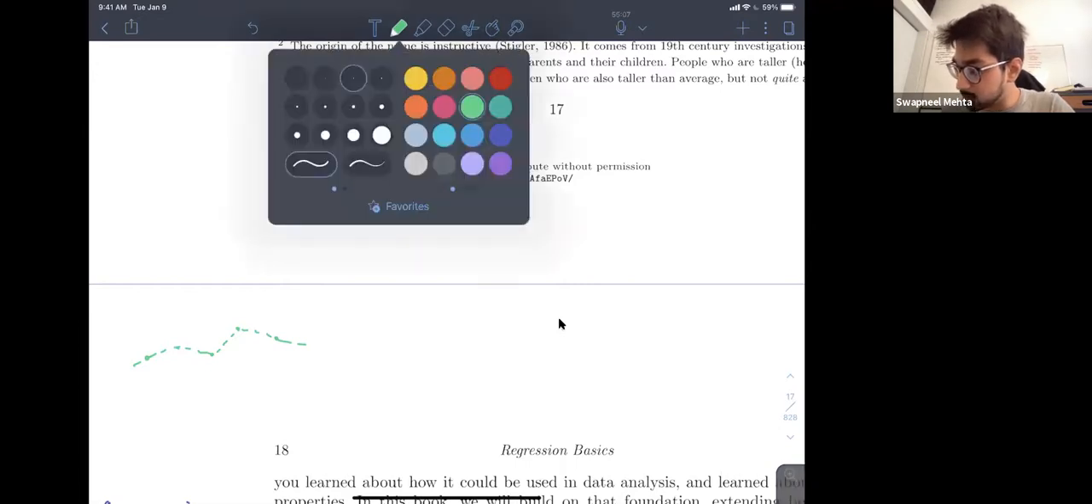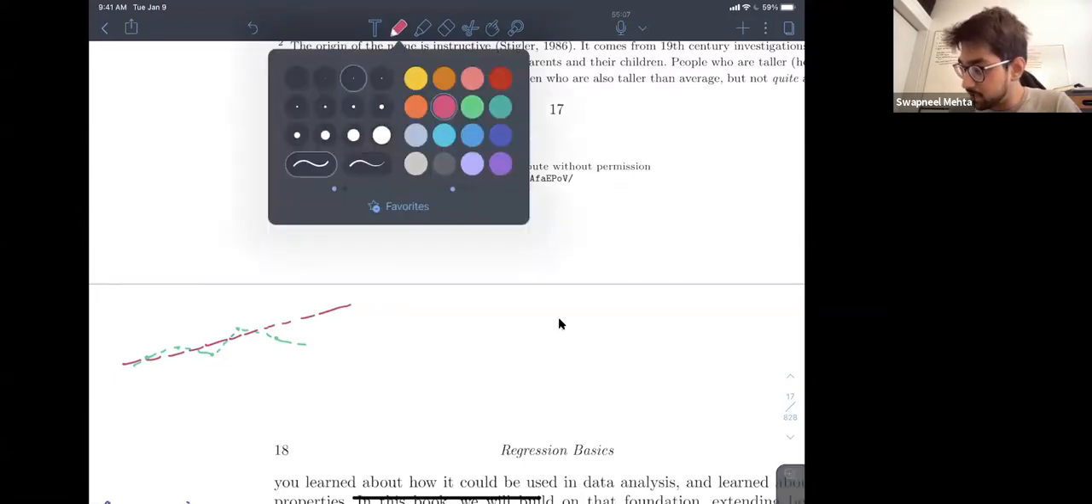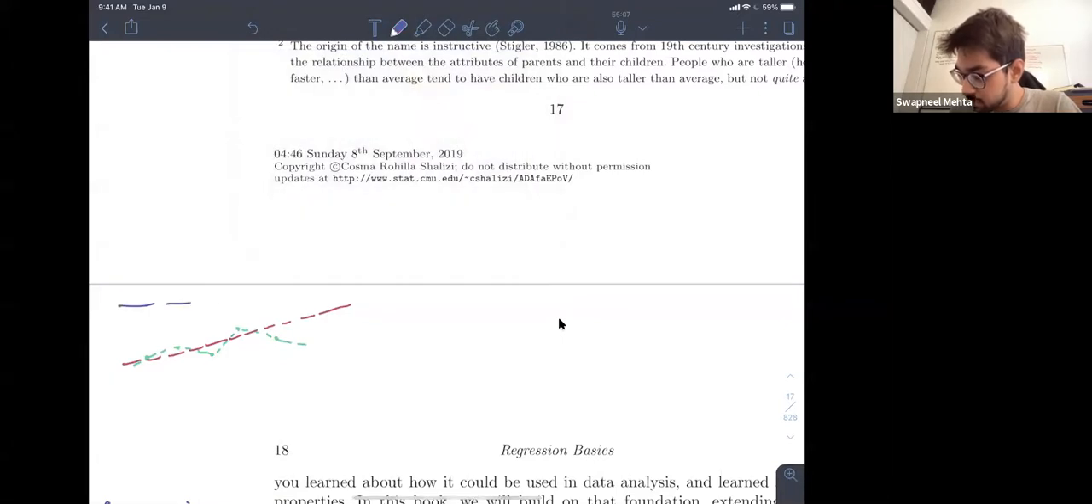For instance, this is one smoother that I drew. Another one I can draw is like this. It doesn't pass through all of the data, but it's a linear model and it fits the data to the best of its abilities. Or it may not even fit the data well. I can draw something like this, and it's still one model for this data. It's not a great model, but it's still a model.